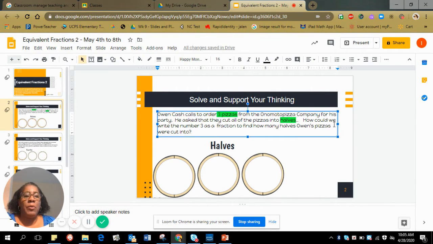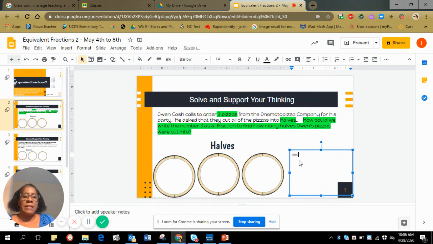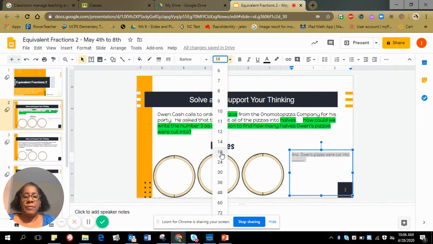Then it goes on to say, how could we write the number 3, okay, 3 being a whole number, how could we write the number 3 as a fraction to find out how many halves Owen's pizzas were cut into? The question is something I'm going to highlight again. That way I can write my answer sentence, okay? So we're trying to find out how we could write the number 3, which is a whole number, as a fraction to find how many halves Owen's pizzas were cut into. So I'm going to document my answer sentence, ANS, okay? Owen's pizzas were cut into blank, okay? Let me just make it a little bigger so it's easier for you guys to see.